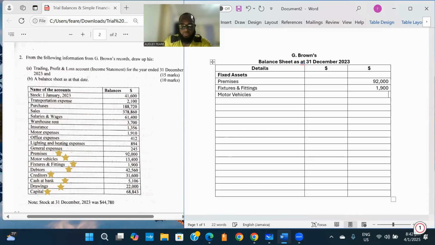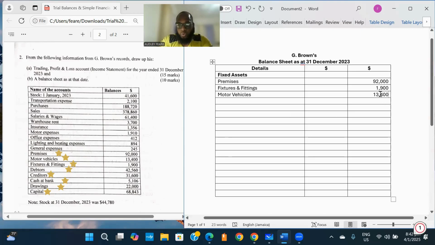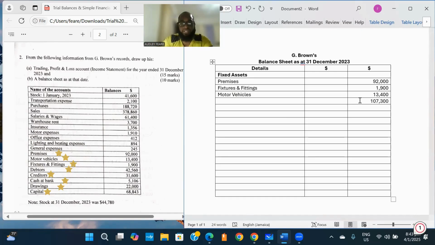And the motor vehicle was 13,400. All right. And then when we compute all those three, we should get 107,300. And this is our total fixed assets. Now we go on to the second part, current assets.